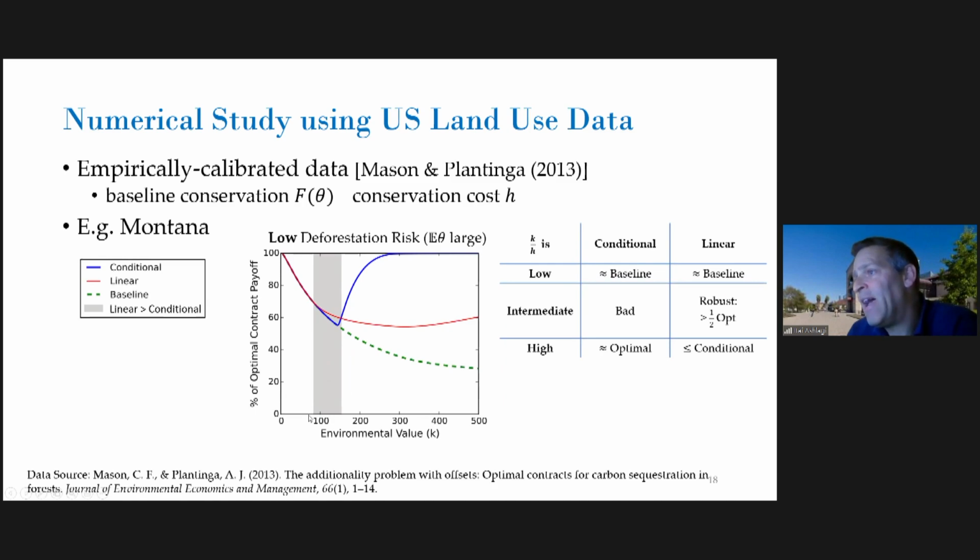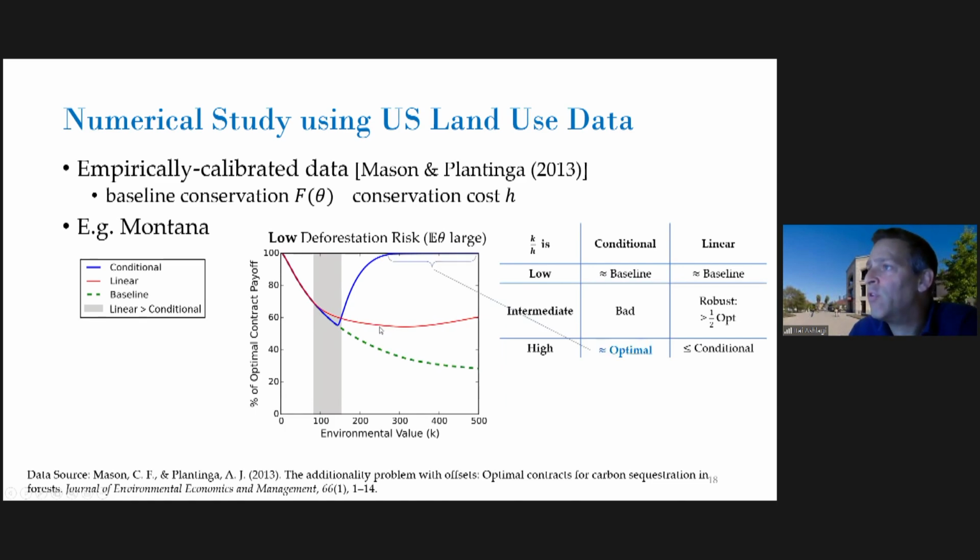Maybe before this, the graphs correspond: the blue is the conditional contract, the red is the linear, and the baseline is the green. The gray area is where the linear outperforms the conditional contract. So you see here on the left, when the environmental value is higher, the conditional contract becomes better. But there's a small region where the linear is better. Now, it doesn't look like a lot better, and the region where it's better is not large. This is exactly when there's low risk for deforestation.